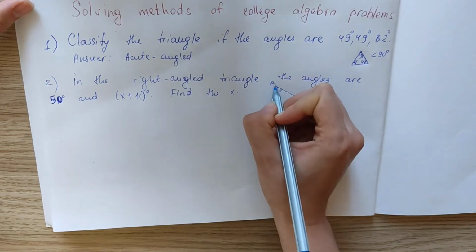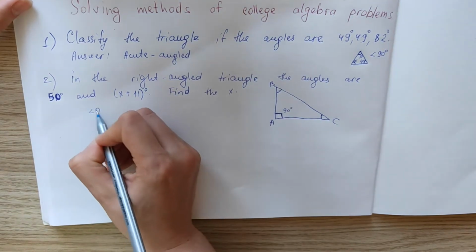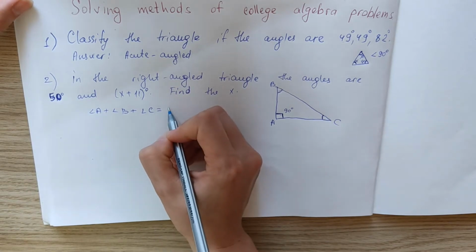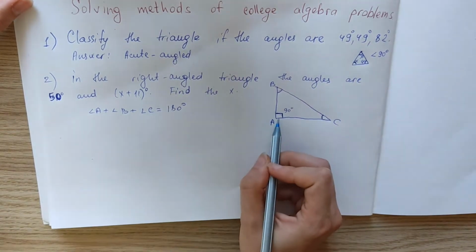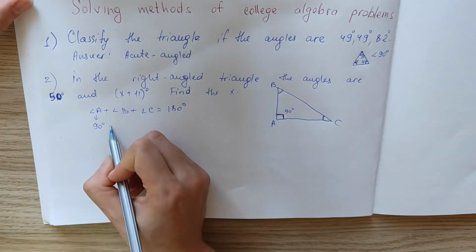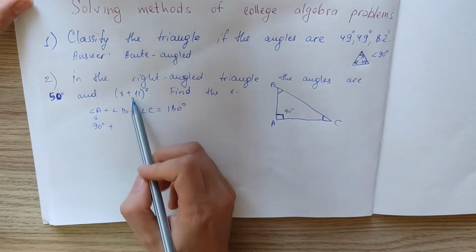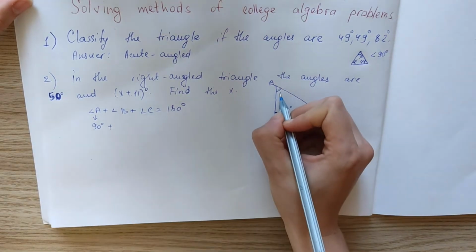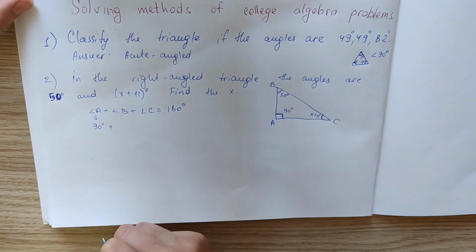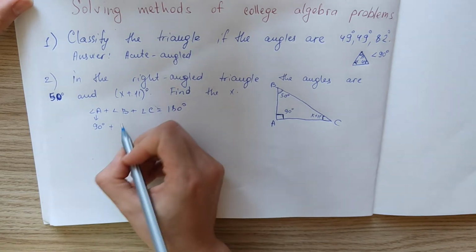So let it be A, B and C. If A is 90 degrees, the sum of all three angles should be 180. So here A is 90 degrees. Let's replace it by 90. And we said that the angles are 50 and x plus 11. So it is 50 degrees and it is x plus 11. And here let's replace them.